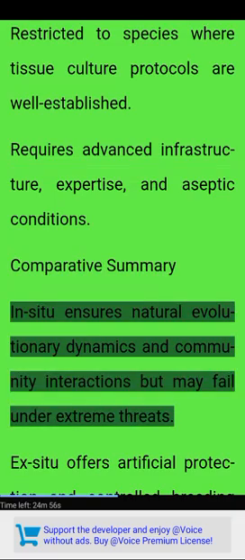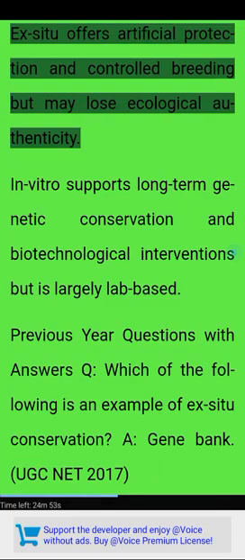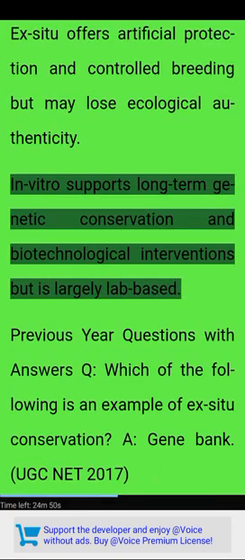Comparative summary. In situ ensures natural evolutionary dynamics and community interactions but may fail under extreme threats. Ex situ offers artificial protection and controlled breeding but may lose ecological authenticity. In vitro supports long-term genetic conservation and biotechnological interventions but is largely lab-based.